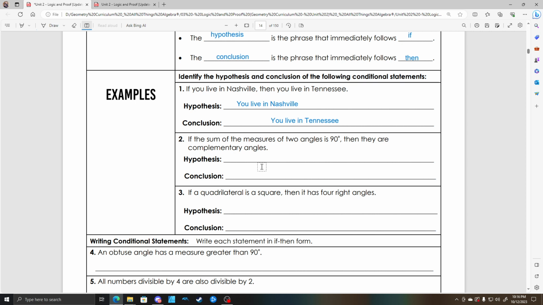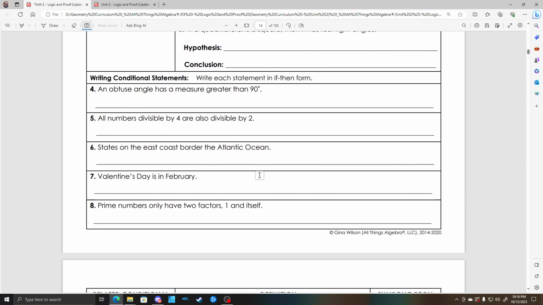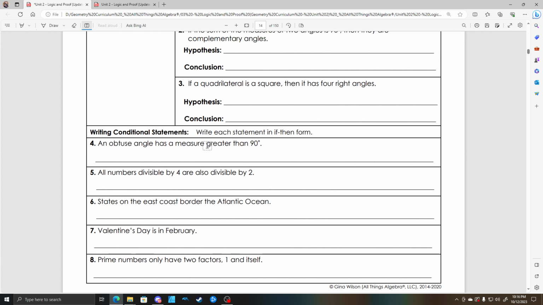There are a couple more examples here. If you'd like to go over those yourself, you can. So let's go down here. Write each statement in if-then form. Here it says, an obtuse angle has a measure greater than 90.